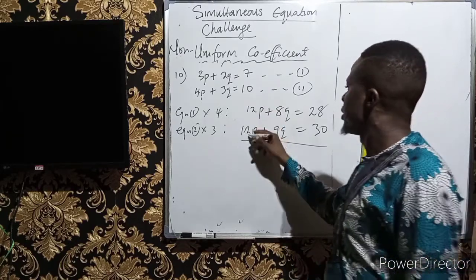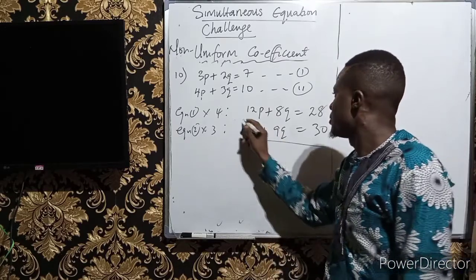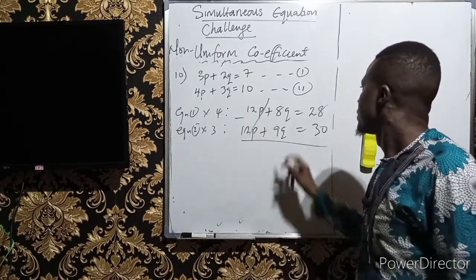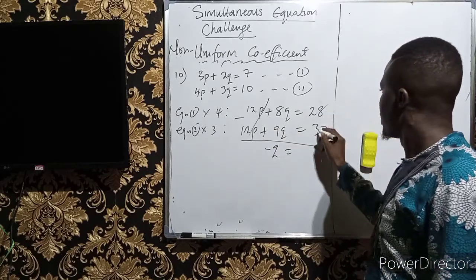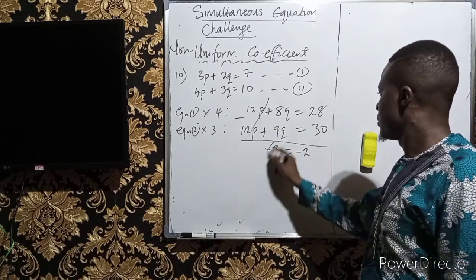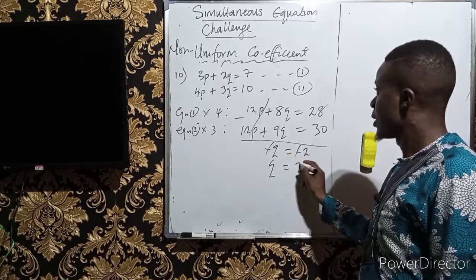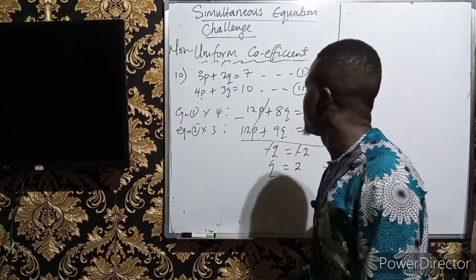And when I say 12 minus 12 is 0, therefore I'm going to subtract to eliminate this. 8q minus 9q is minus q. 28 minus 30 is minus 2. So minus will kill minus. Our q is 2. If q is 2, let's get p.